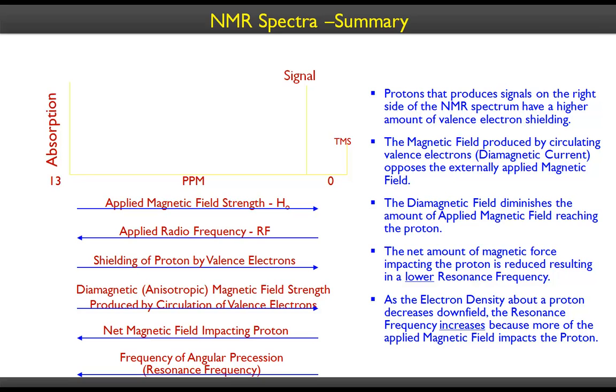Anyhow, to summarize, the protons that produce signals on the right side of the NMR have a higher amount of valence electron shielding. We already talked about this. So the chemical shifts depend upon the hybridization, electronegativities of the atoms, as well as anisotropic effects that are produced by the ring currents. So those things you should remember. The protons that resonate towards zero experience less magnetic field than the protons that are deshielded.